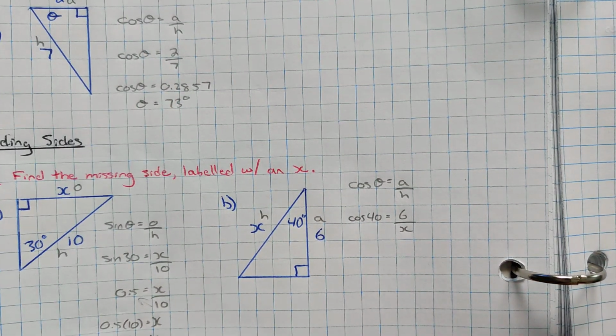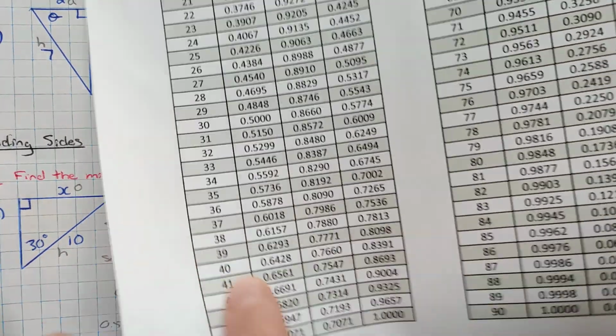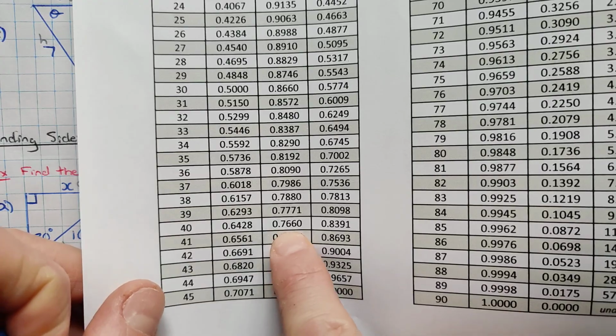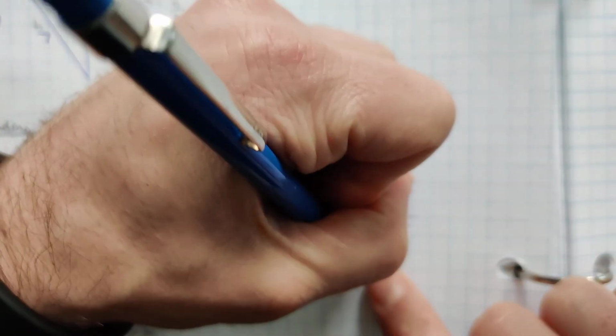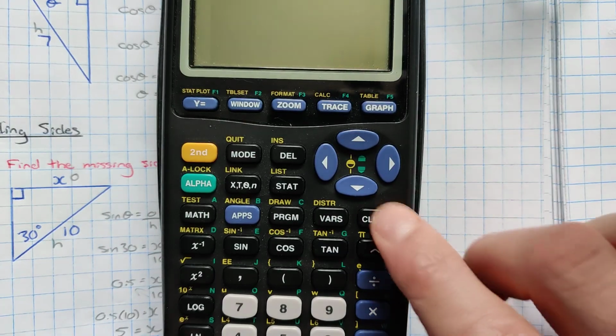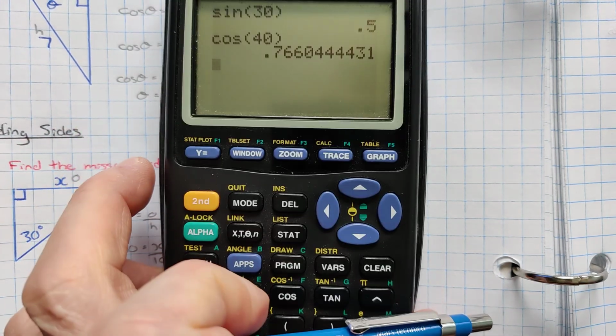First, we're going to do my cosine of 40. I'm going to pull up my handy table here, and my handy table says 0.7660. So 0.7660 equals 6 over x. On my calculator, again, I would just press cos of 40 and get the same value, round it to 4 decimal places.